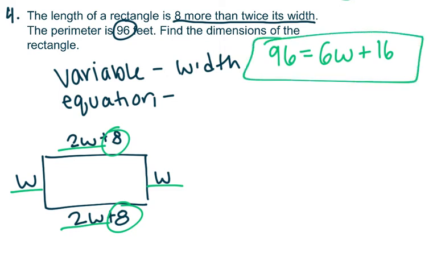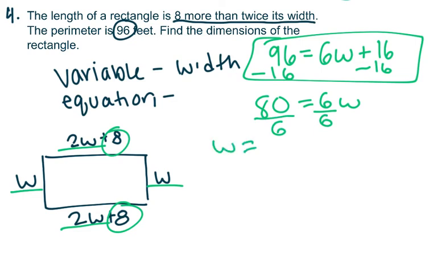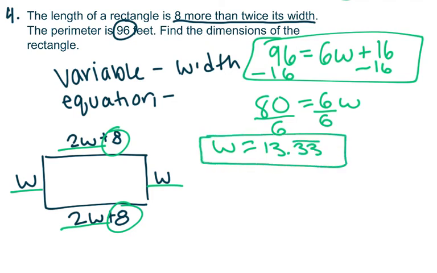Now we're going to solve out this equation to find the width of this rectangle. In order to get the W by itself, first we need to start by minusing 16 from both sides, which is going to get us 80. 80 equals 6W, and then we're going to divide out the 6, and that's going to leave us with the width equaling 13.33 repeating. That is our width, but we're not done.